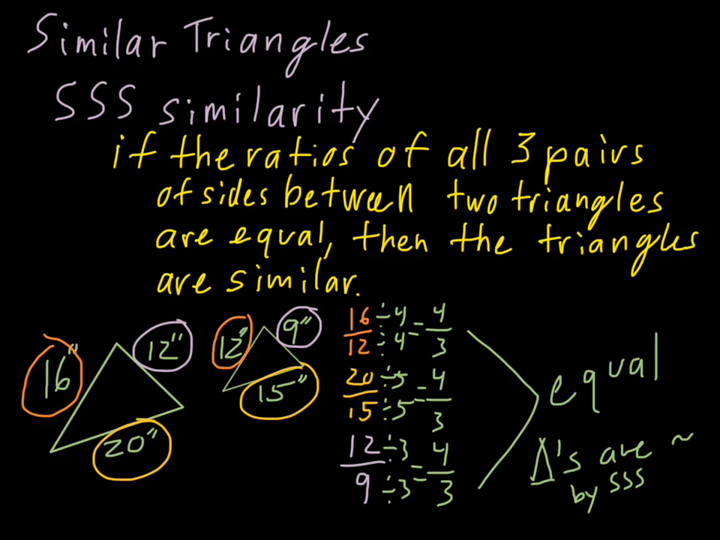SSS. So this is different from the SSS from congruence in that we're looking for equal ratios between the two rather than the sides being the same length. So that's side, side, side. Let's take a look at the next one, and there are 3 of these. So let's take a look at number 2.